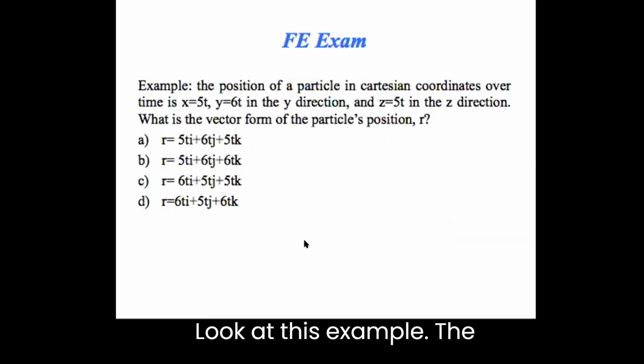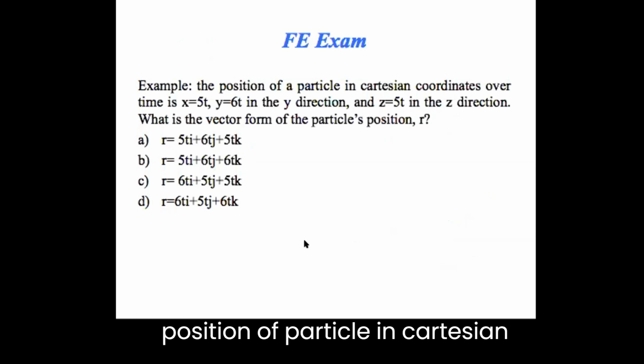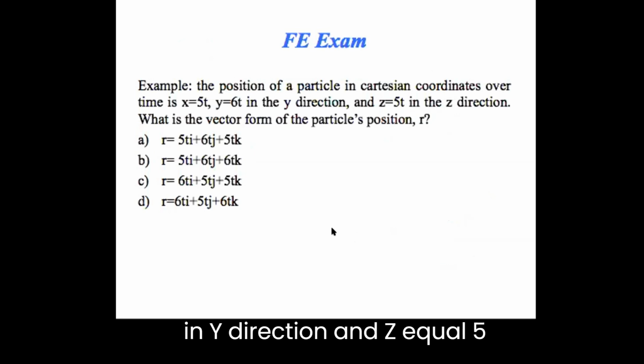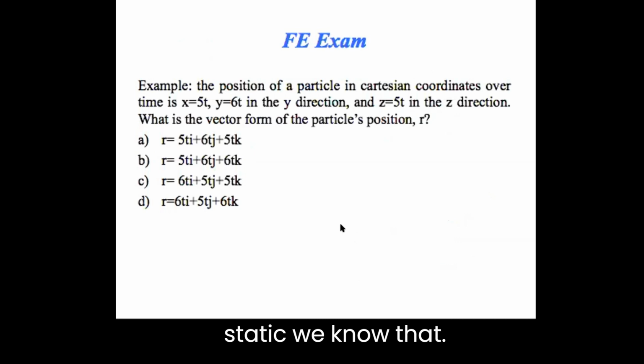Look at this example. The position of a particle in Cartesian coordinates over time is x equals 5t in the x direction, y equals 6t in the y direction, and z equals 5t in the z direction. What's the vector form of the particle position r? From statics, we know that r equals 5t i plus 6t j plus 5t k. So the correct answer is A.